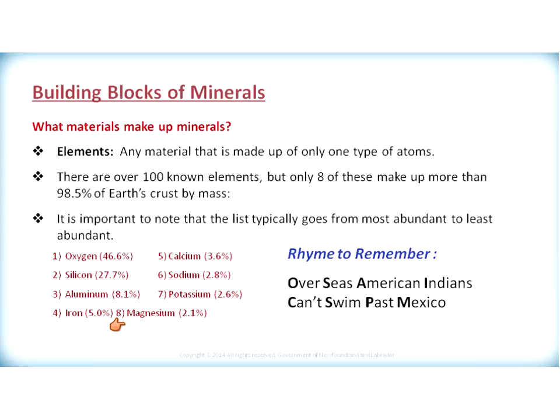In order to remember the abundance of elements within Earth's crust, we can make a little rhyme, where you take the first letter of each of the elements located in the Earth's crust, and according to the first letters, we can make up a rhyme that would help you remember the order in which these elements exist within Earth's crust. A rhyme that I commonly use would be, overseas American Indians can't swim past Mexico.